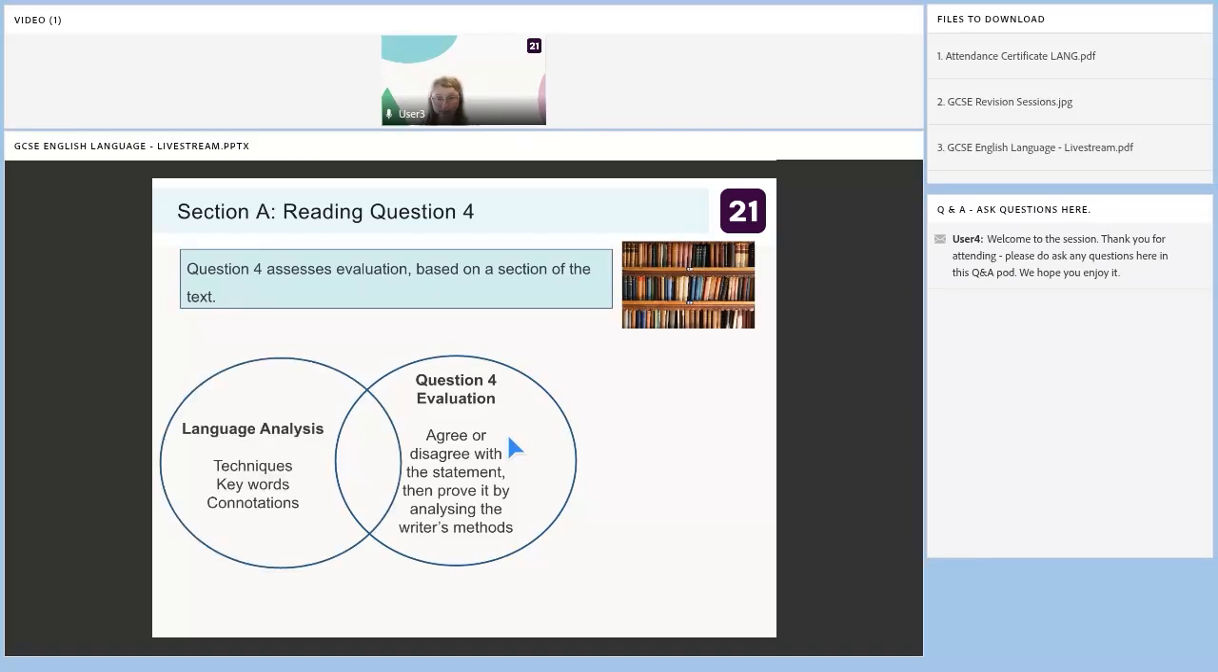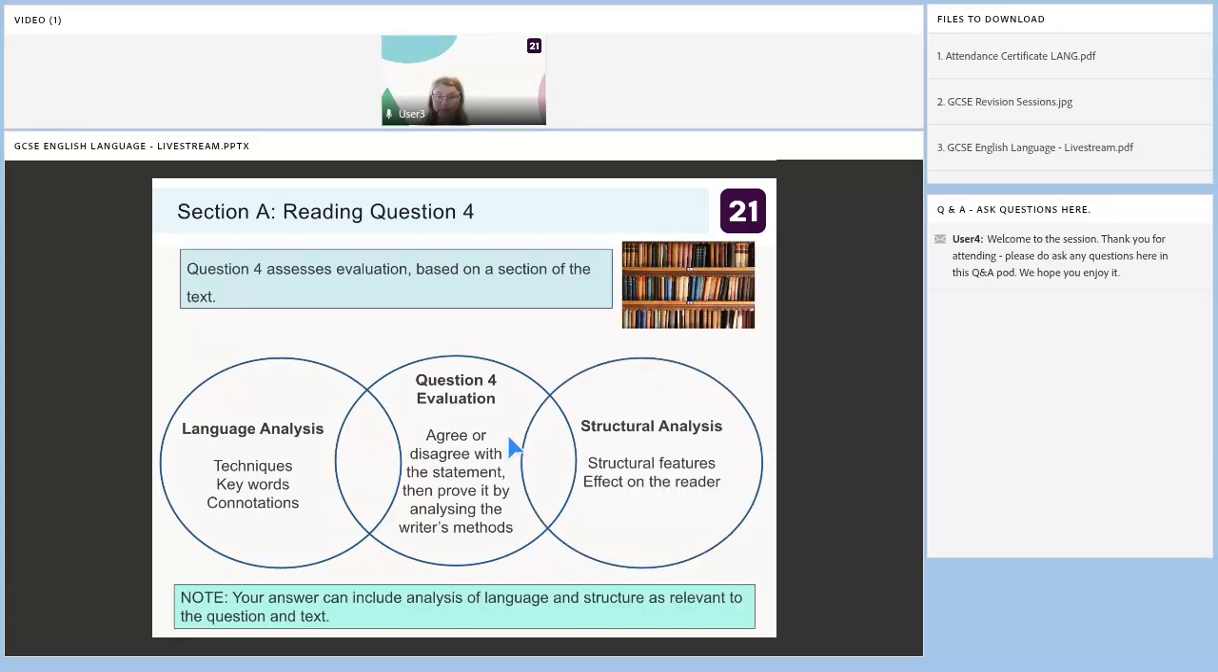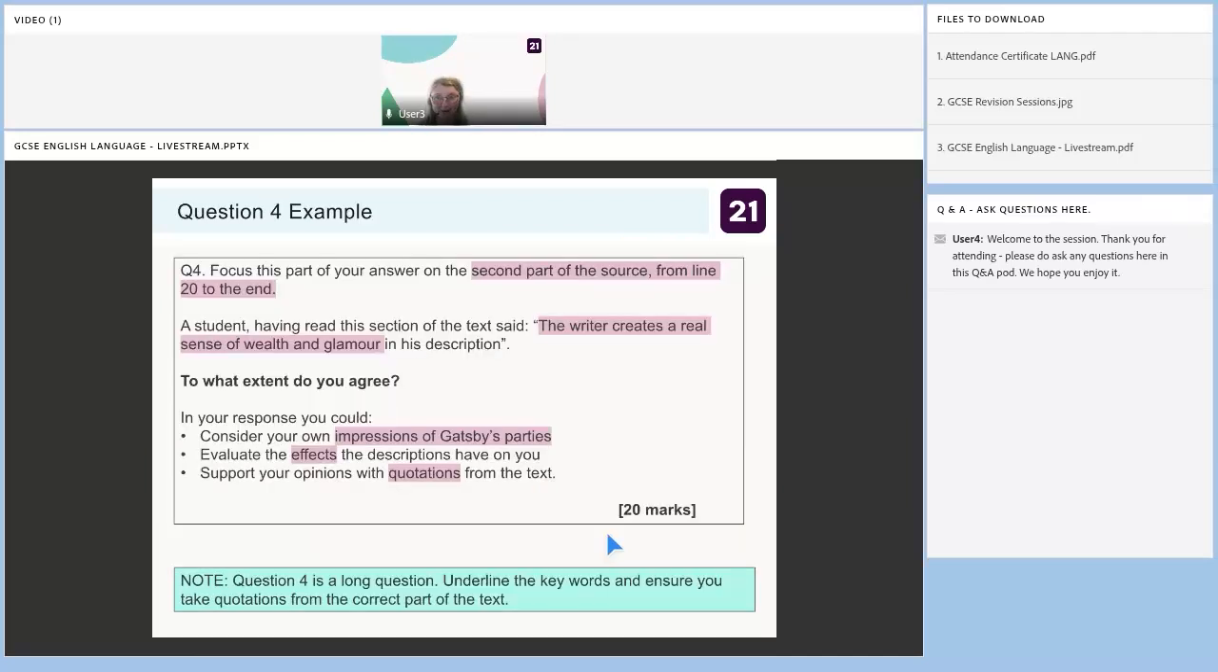You can write about language for question 4, so techniques, connotations. You can also write about structure. So you can include everything for question 4, whatever is relevant, talking about the effect on the reader, any methods that you can find. And here's an example of a question 4, and we've already highlighted the keywords for you.